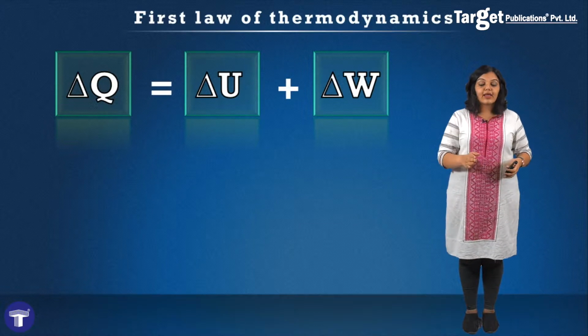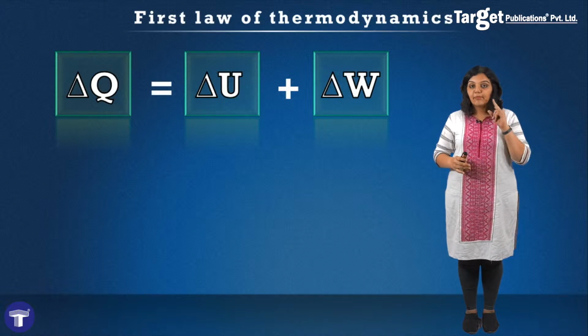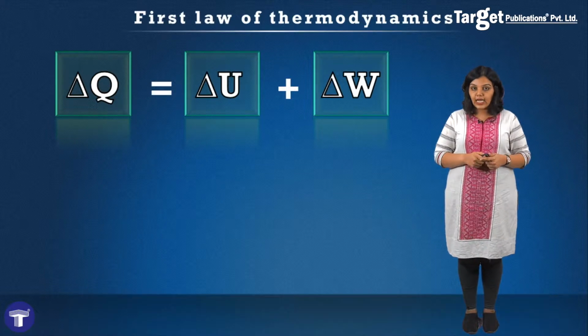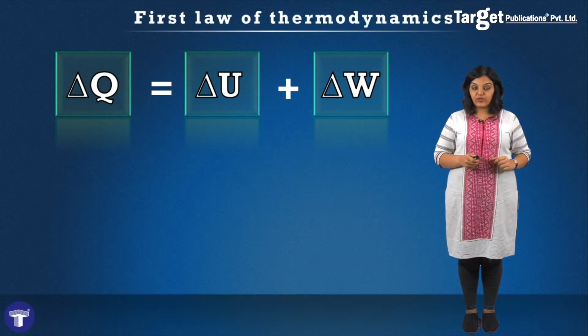So if you can track how much heat energy has gone in and out of a system, you can get the summation of the change in internal energy and the change in work done. So let's see what formula can be used to find out each of these parts of this equation.